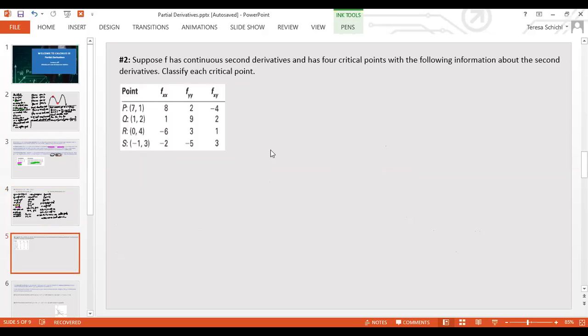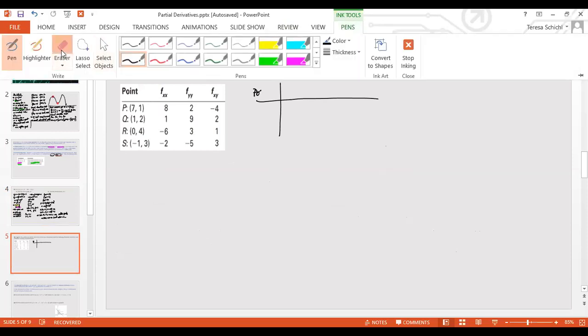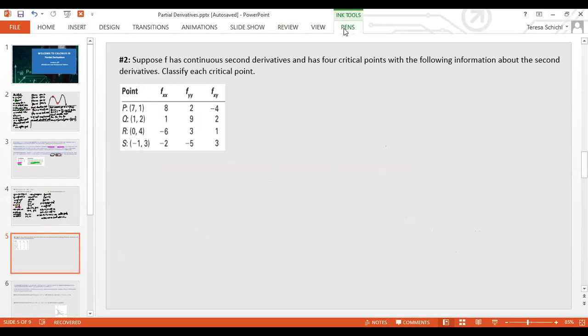The second problem here also asks us to use our definition. So let's classify each critical point here. Okay, so let's do a table here, so this will make it a little easier. Okay, so this is the point, right? So we'll do a similar table. Instead of doing a separate one, we can just extend this table.